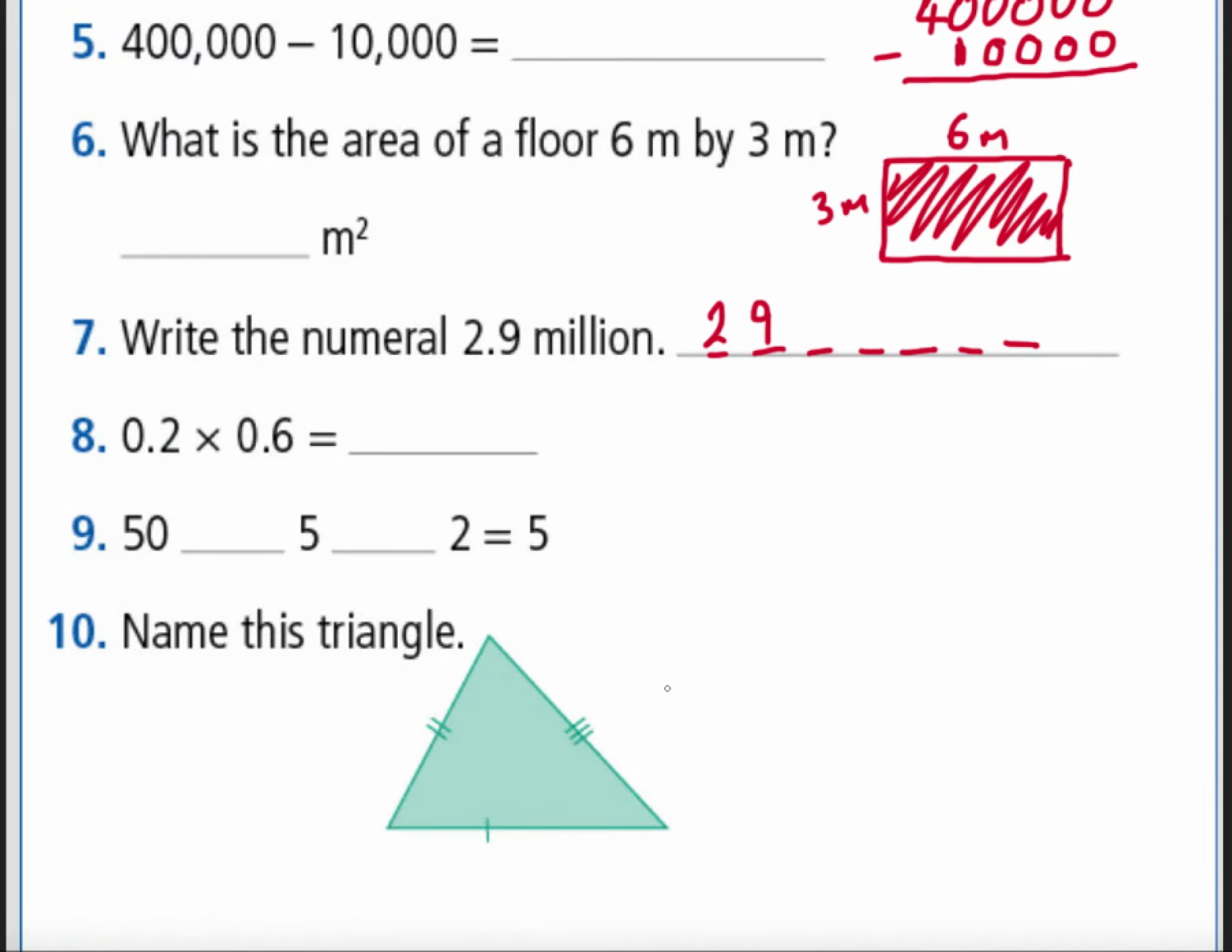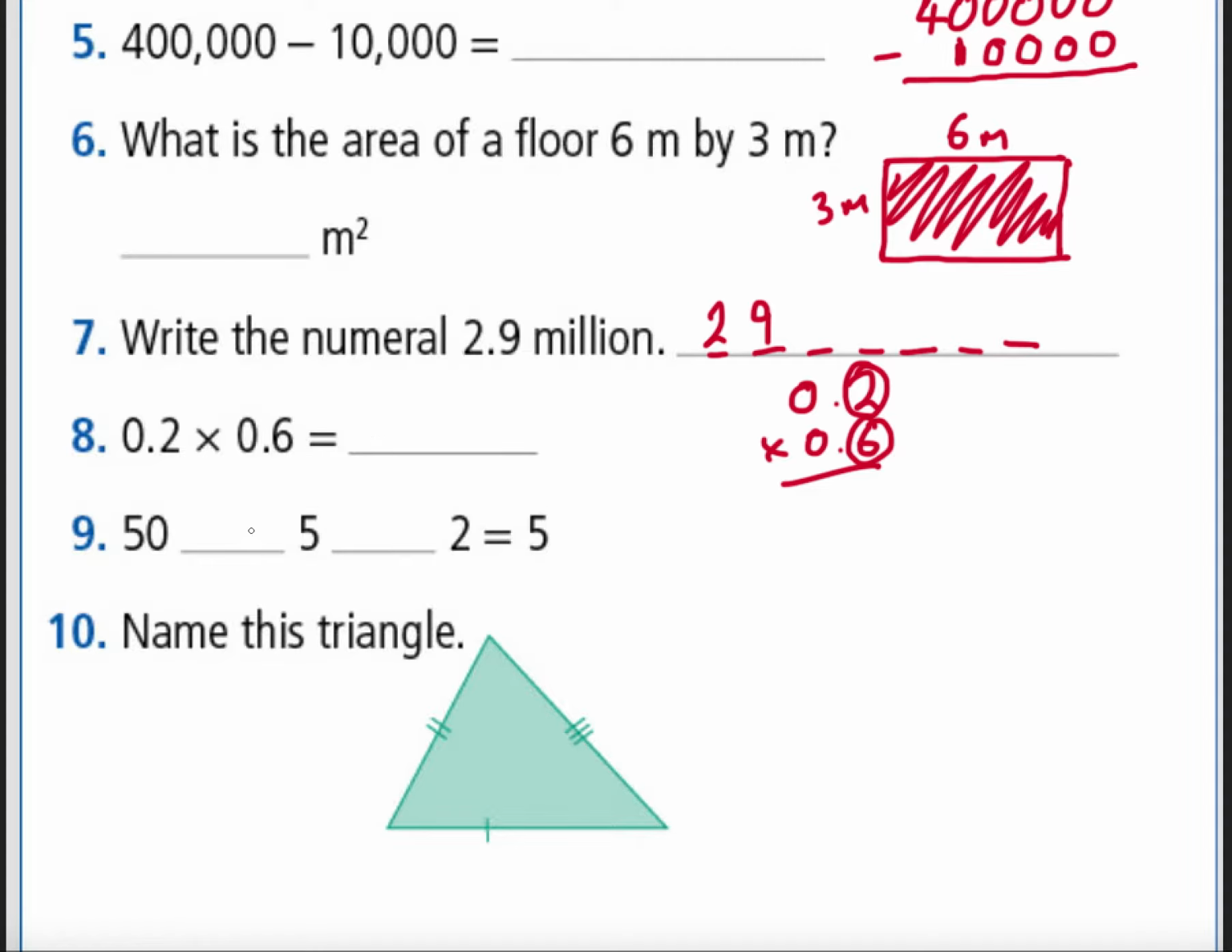Number 8, we're doing 0.2 multiplied by 0.6. Okay, we're going to multiply them, we'll get an answer down here, and to find out where our decimal goes, we count up how many numbers there are after a decimal. So whatever answer we have in here, we're going to count in that amount of places to put our decimal, and that'll give us the right answer for number 8.